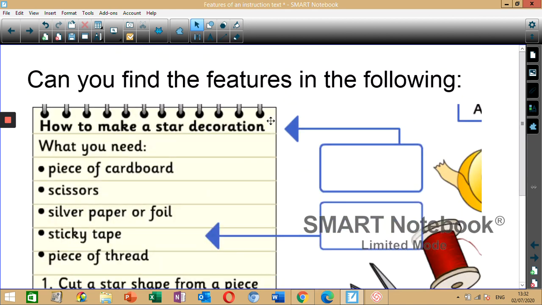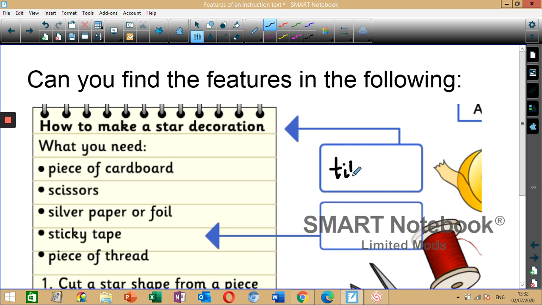Over here where the arrow is pointing towards how to make a star decoration, what feature is this? This is the title. Well done if you got that correct. Let's just write that down.